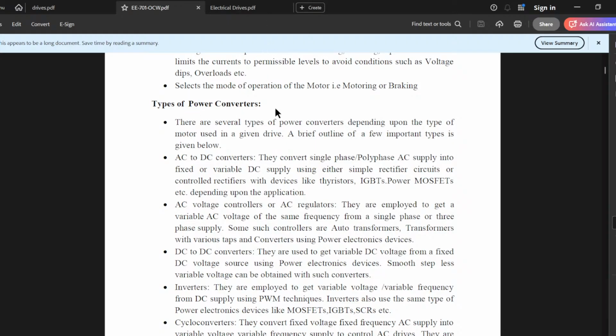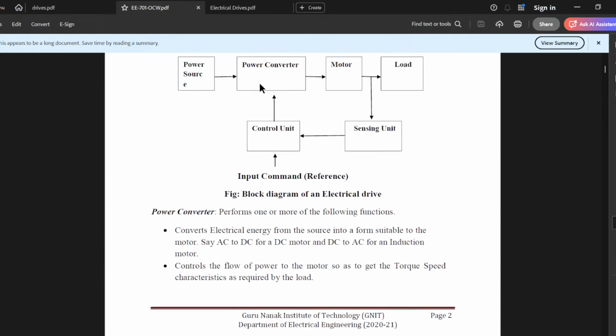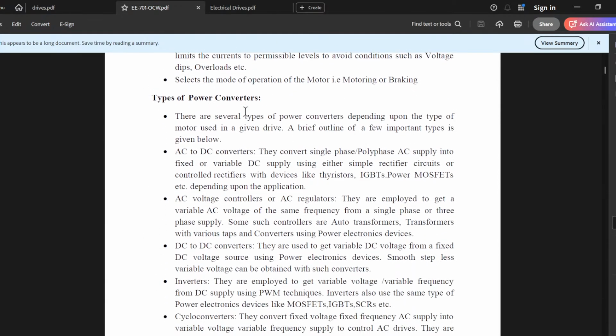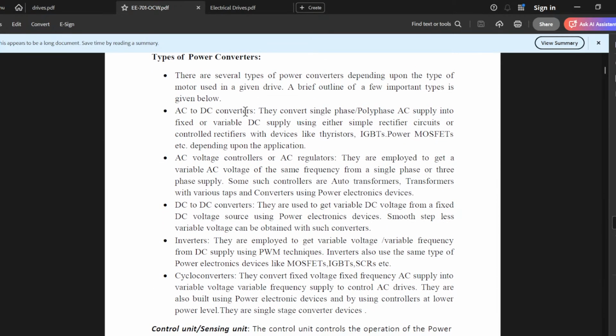Now, types of power converter. So now we have options. Congratulations, guys. You can choose which type of power converter you are going to use. So let's see the types of power converter, depending upon the type of motor used.